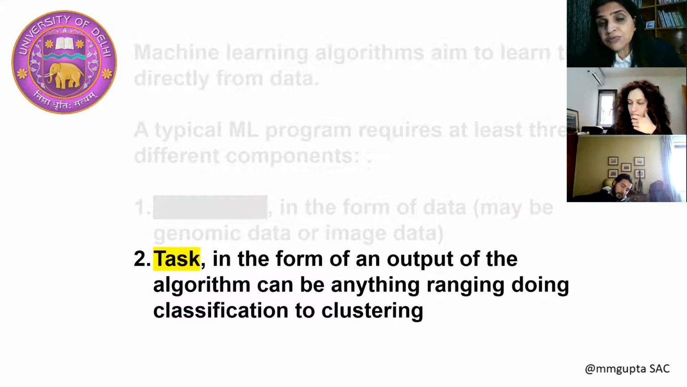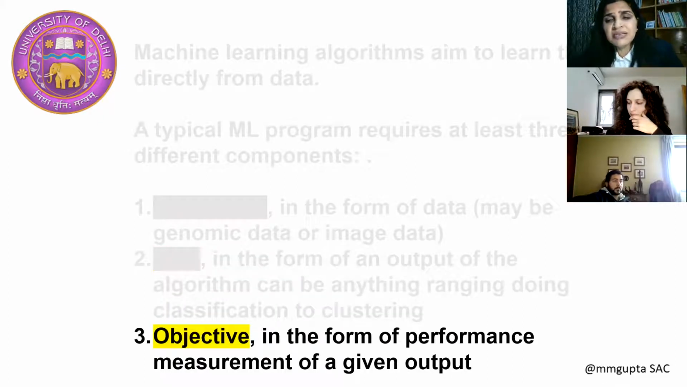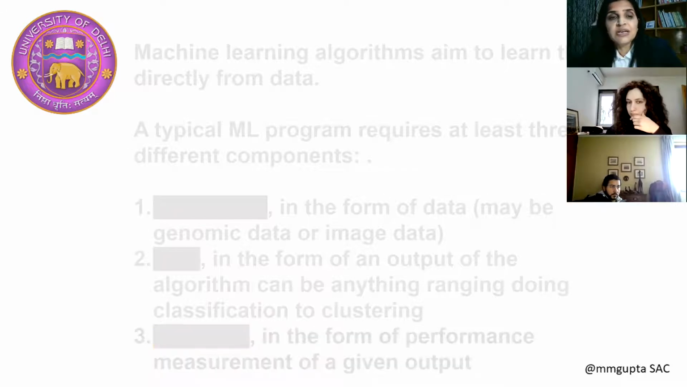Then it has a task to perform, the task in the form of output of the algorithm, and that can be anything ranging from maybe we want to do clustering with this data, or we want to do the classification of the data. The function or the task varies with your aims and objectives. And the third component is the objective, which is in the form of performance measurement of the given output. So basically, we have these three components in any machine learning algorithm, and it learns from the data.